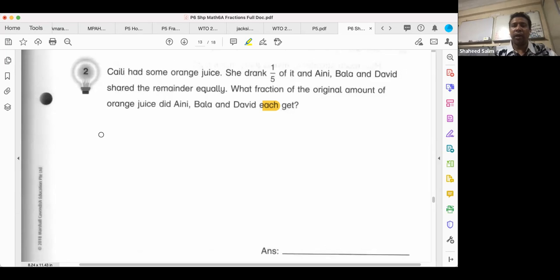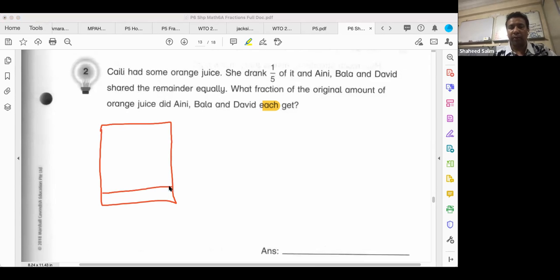Imagine you have a big container of orange juice down like that. Then someone drank 1/5 of it. Someone drank 1/5 down here. So what is left? 4/5. So this 4/5 you are going to share equally. Share equally means what? Divide. By how many persons? By 3 persons. Now you know you can find the answer.